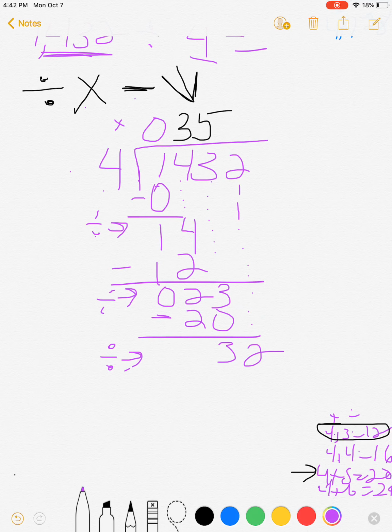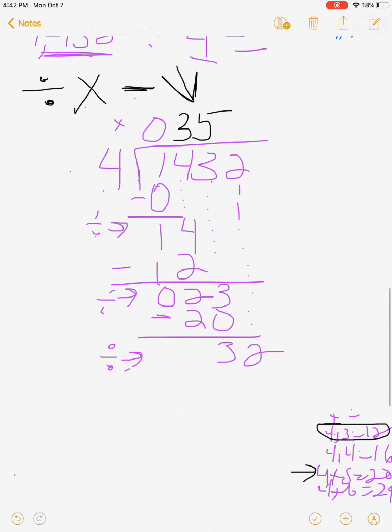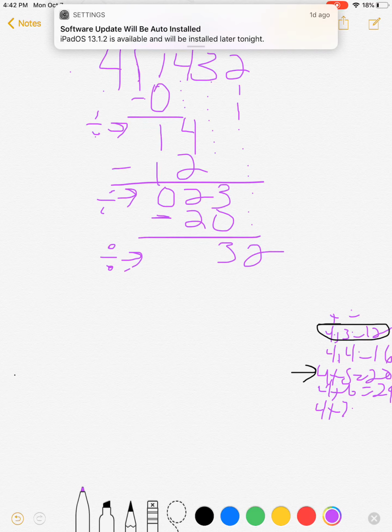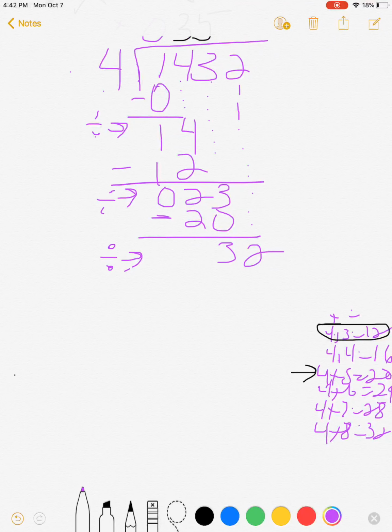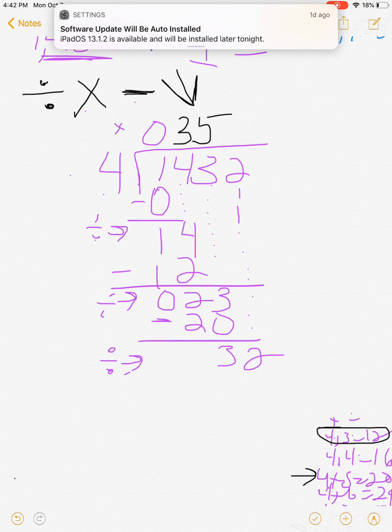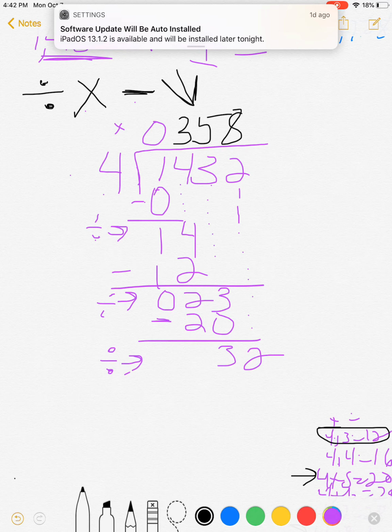Let's see. If 4 times 6 is 24, 4 times 7 would be 28. And 4 times 8 would be what? 32. Good. We hit it right on the head. We're going to use our 4 times 8. So I'll put my 8 here. Now that I've divided, you all, we have to multiply. 4 times 8 equals 32.